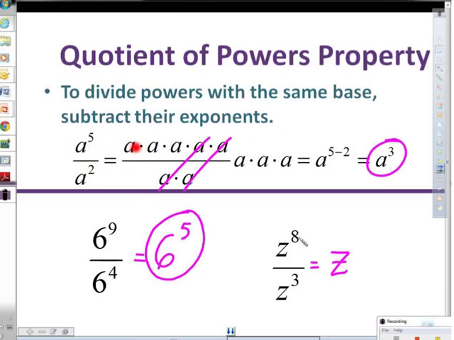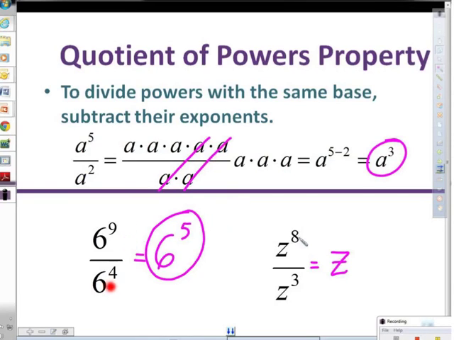This really puts it out lovely here for you. You've got a to the fifth, which is a times a times a times a times a, and a squared is a times a. So if you cancel out everything that's in common, a divided by a is 1, and a divided by a is 1. That leaves you with a times a times a, which is a to the third. So if you look at it this way, a to the 5 minus 2, you get a to the third, which saves you from having to do all of this.